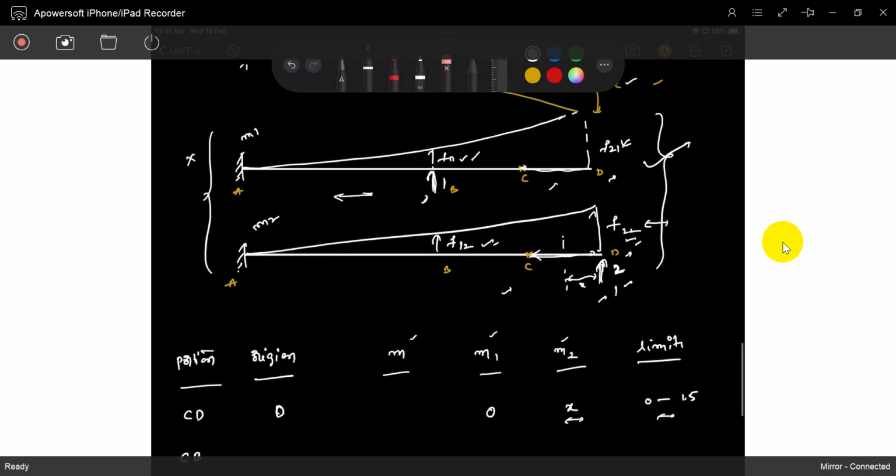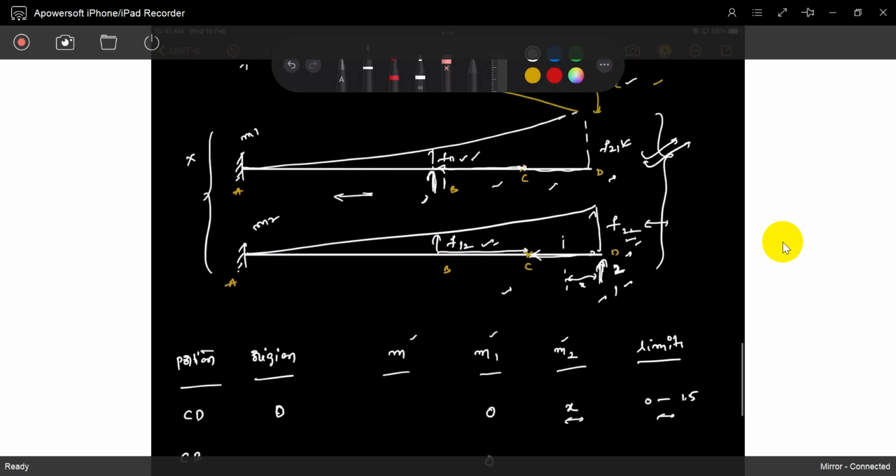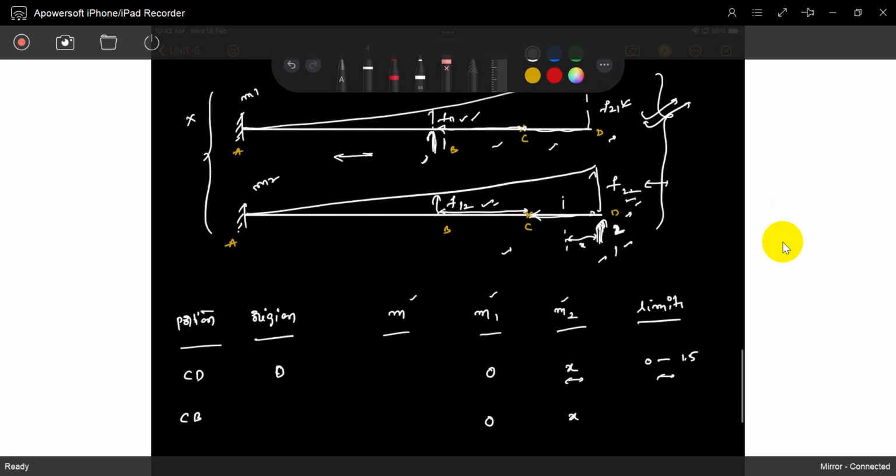Next, the C to B portion. If you take this portion for M1, what is the bending moment? Again here it is 0, because there is no loading. There is no moment. So again M1 is 0. M2? Again, if you see, it is x only. Are you understood? If you apply a 1, it is 1 into x. It's again x. The limits now, C to B, are 1.5 to 3.